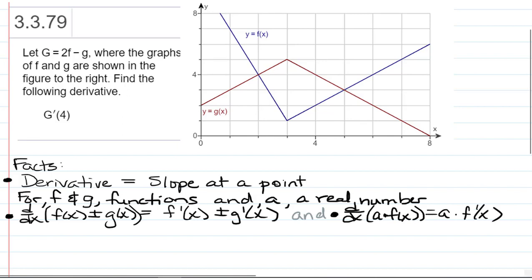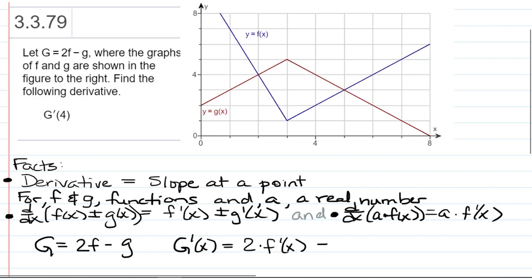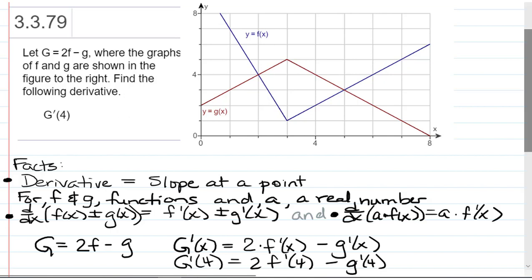So we can use this information and conclude that if capital G is equal to 2 times little f minus little g, then if we want G prime of x evaluated at 4, we know that's going to be 2 times the derivative of little f minus the derivative of little g. And if we evaluate that at 4, then we're looking for the slopes of f and g at 4, and we're just going to plug those in to this expression. So we're going to use the graphs to figure out what those slopes are.